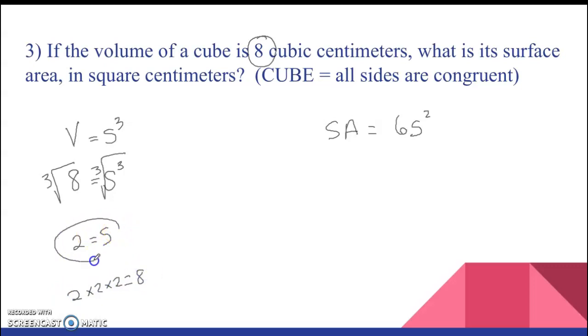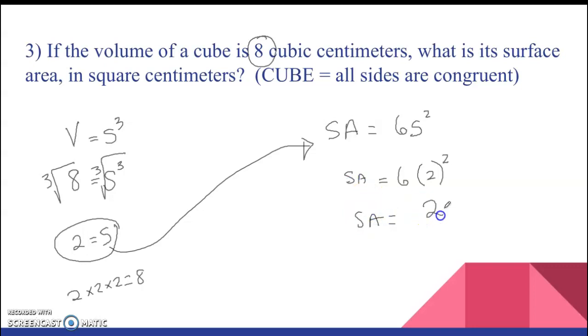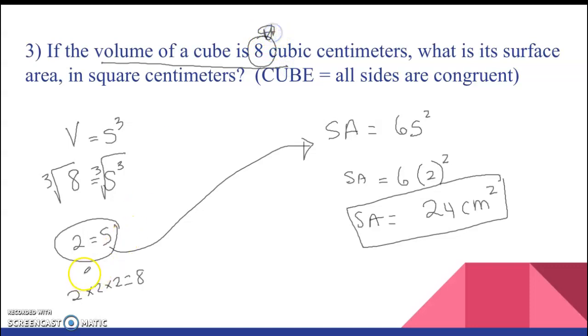So if the side is 2, then I'm going to use that on this side and substitute 6 times 2 squared, because that's what the formula says for the surface area of a cube. You would just substitute as is, and then our final answer, surface area, is equal to 24 centimeters squared. It's like taking the volume. I needed to use this 8 to get the side, and then substitute that to find the surface area.